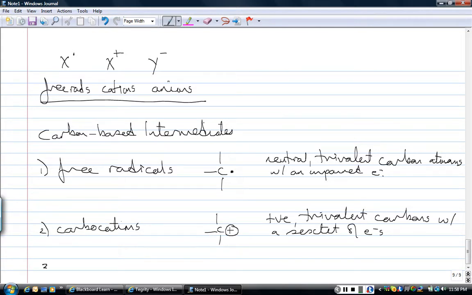The third carbon-based intermediate that we talk about for now is the carbanion. And carbanions are also trivalent, but the carbon now has a lone pair of electrons and consequently a negative charge. Because if I count, it'll be 1, 2, 3, 4, 5, which is 1 more than the group number. But of course it has an octet, because if I count all the electrons on the carbon, it's 2, 4, 6, 8. So these are negative trivalent carbons with an octet and a lone pair of electrons.